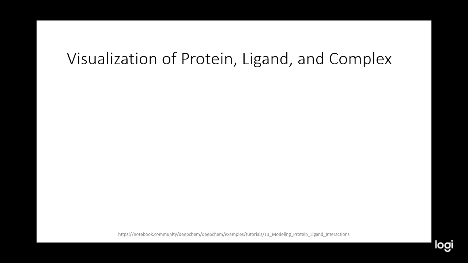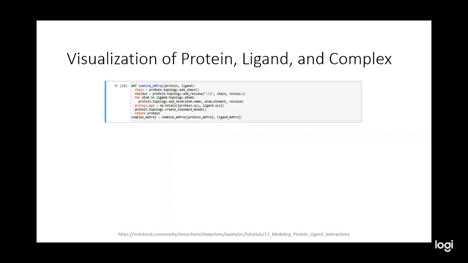Next, we need to visualize the protein-ligand complex. Just like we created a function for parsing, we now define a function for this visualization process. This will allow us to reuse it efficiently throughout the code for different protein-ligand complexes. Here we define a function called combine_MD-TRAS, which adds a ligand to a protein to construct a protein-ligand complex.